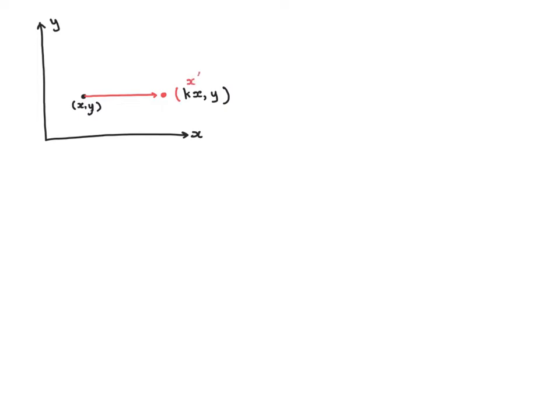x dash and y dash. So by just looking at the diagram, we know that x dash equals k times x, and then y dash equals the original y. So there's no change in y, but there's a change in x because we are moving away from the y-axis. So that's basically what happens when we transform from the y-axis.